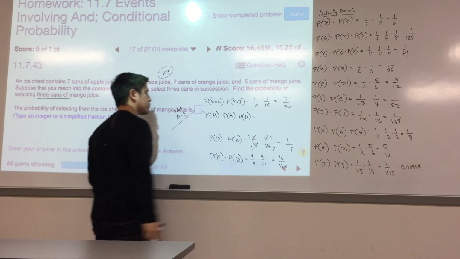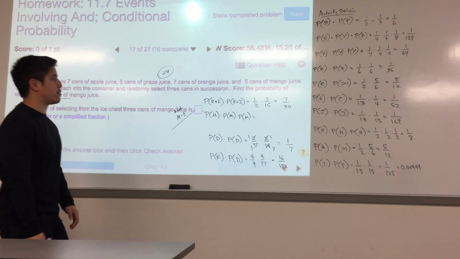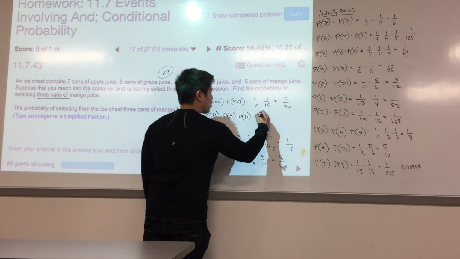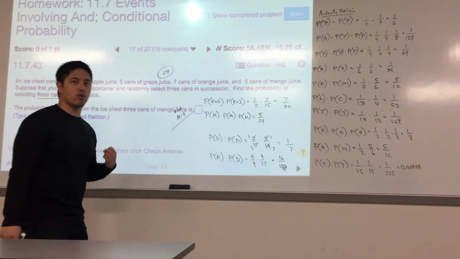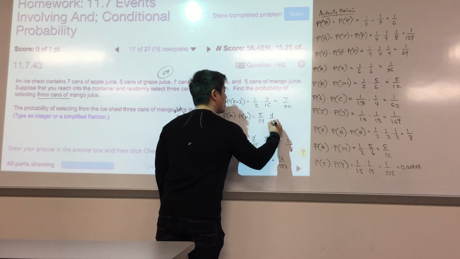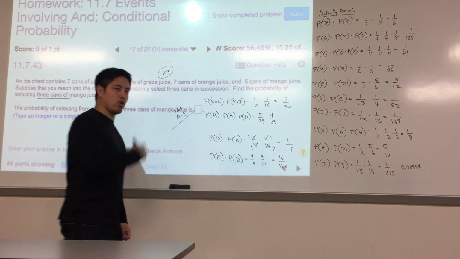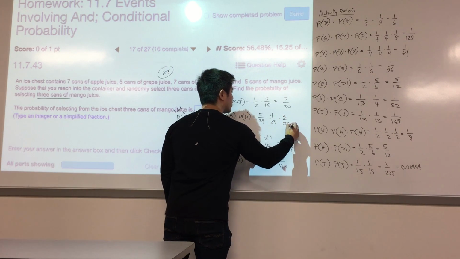Everybody agree? Okay. So first and foremost, first pull. What's our chances or probability of getting a mango? 5 out of 24. Second pull, we've pulled a mango, meaning that we have how many mangoes left? 4 out of 23. Third pull, we pulled a mango, so we have 3 out of 22.